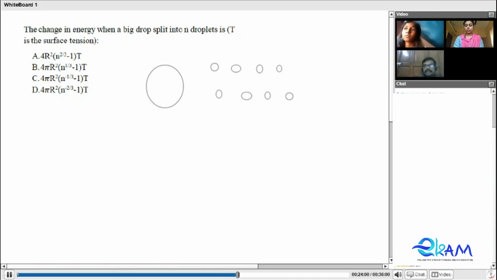Clear? The first question is for Shruti. What is the parameter that is constant when a single droplet is converted into 8 droplets? Its volume will be constant, sir. Yes, correct, exactly. When a drop is split into 8 droplets or n droplets, in the question they said it is n droplets. So imagine that a drop is split into n droplets. Then the volume will remain constant.